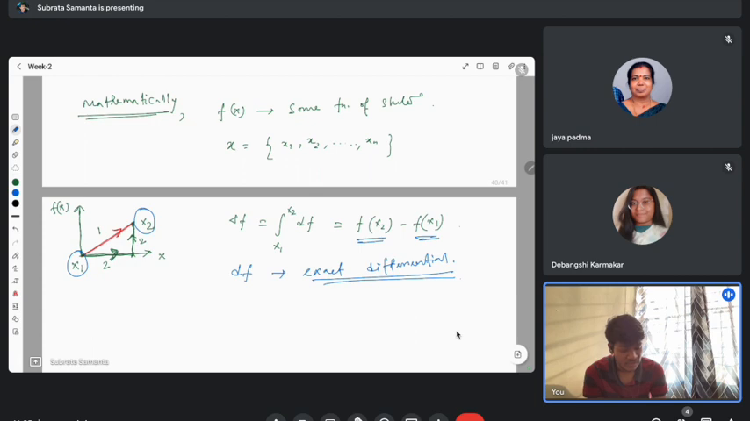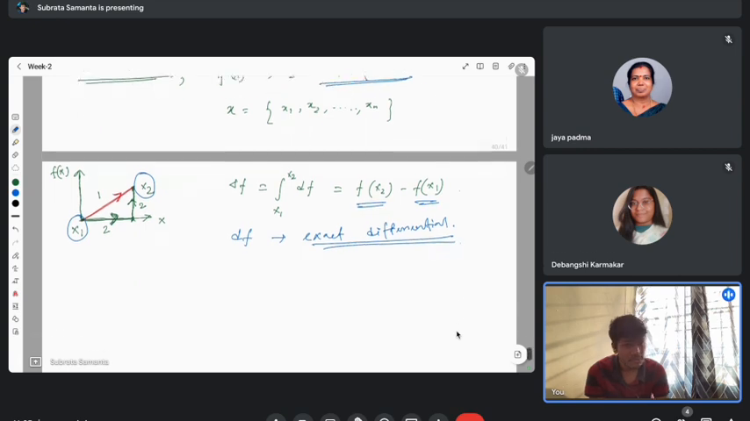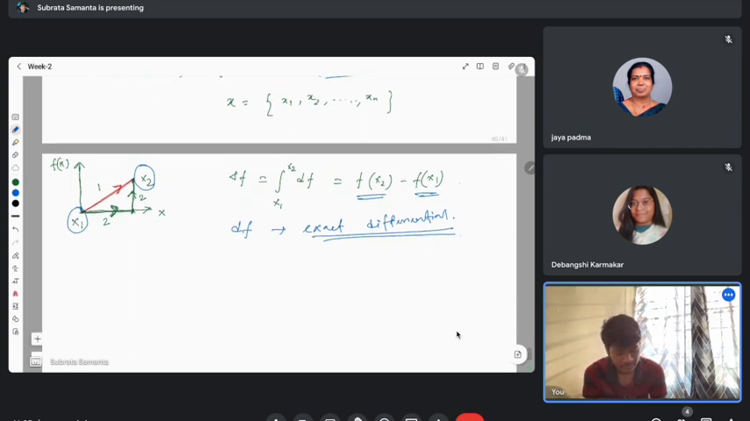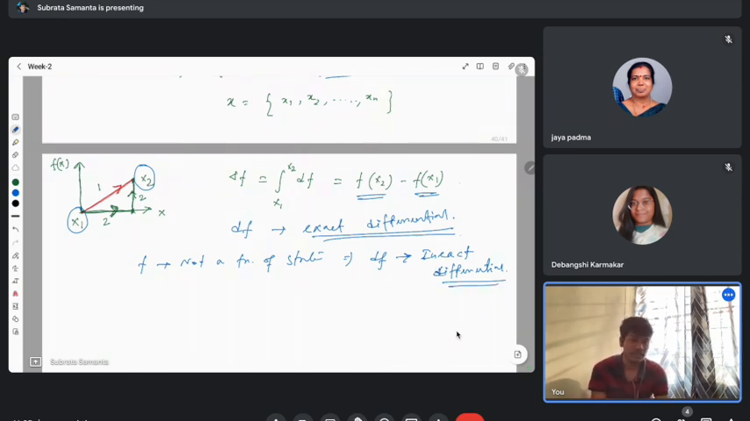So if f of x is some function of state, then df must be an exact differential. If f is not a function of state, this implies that df is an inexact differential. So you cannot write it as just subtracting the endpoints when the differential is inexact.